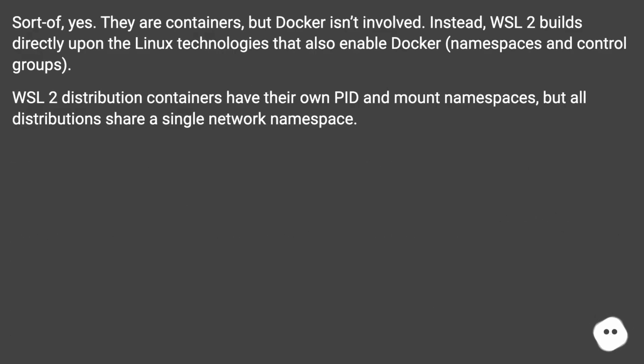Sort of, yes. They are containers, but Docker isn't involved. Instead, WSL2 builds directly upon the Linux technologies that also enable Docker: namespaces and control groups. WSL2 distribution containers have their own pid and mount namespaces, but all distributions share a single network namespace.